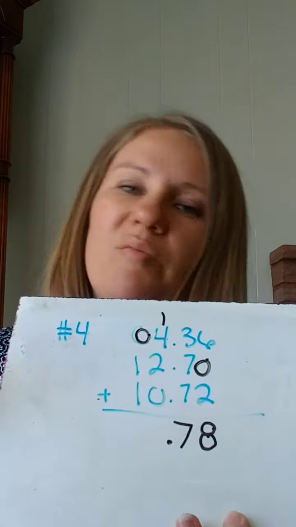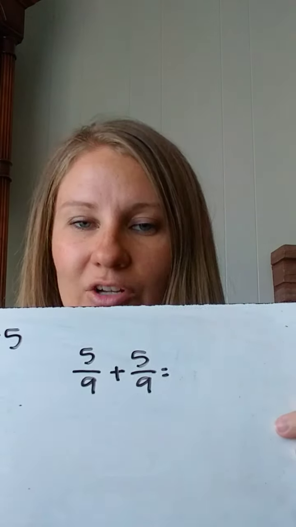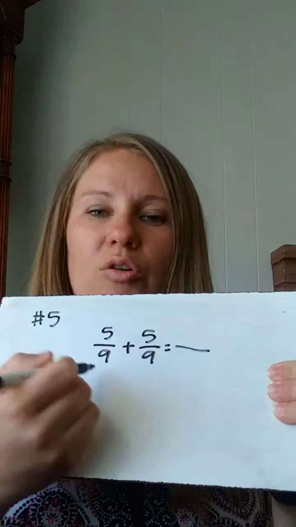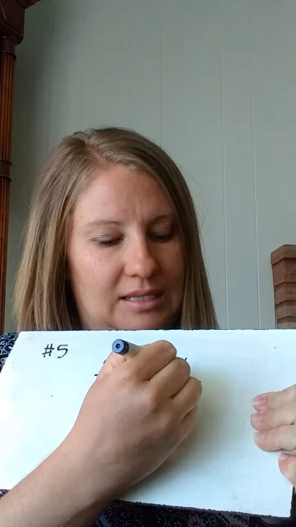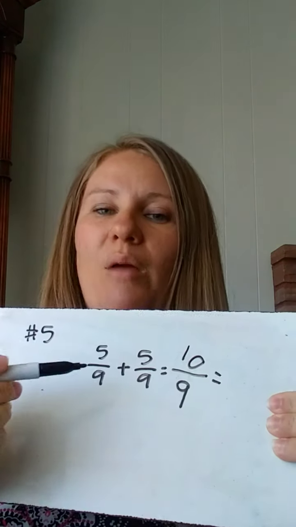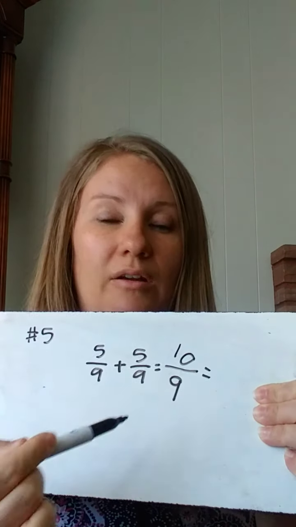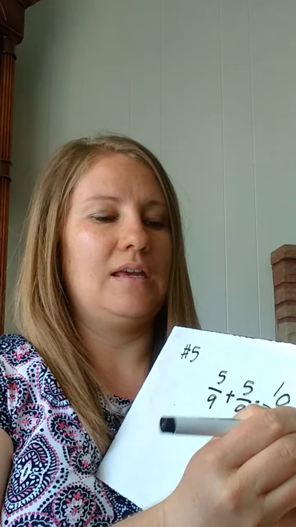Number 5, we will be adding 2 fractions. We have 5/9 plus 5/9. So it wants us to make sure that our answer is a proper fraction. So let's go ahead and add this up. So we'll just move our denominator right over when we're adding. So our denominator is 9. So 5 plus 5 is 10. Now that's an improper fraction because our numerator, the number on top, is bigger than our denominator, the number on bottom. So I know that 9/9 equals 1.